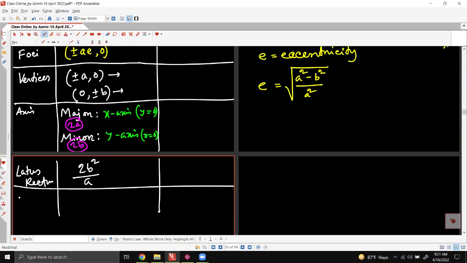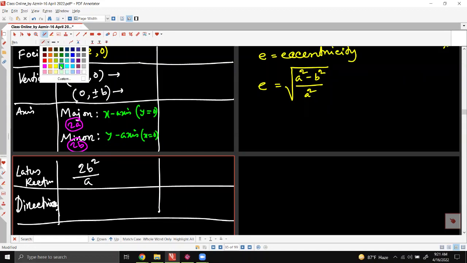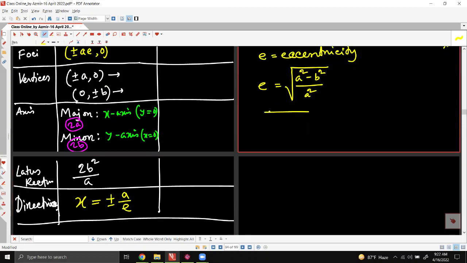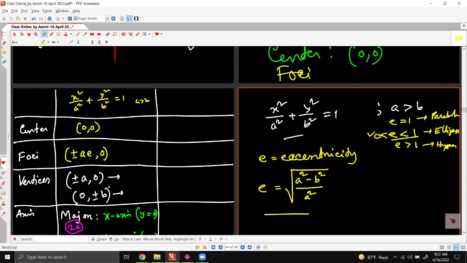And the formula for directrix. There are two directrices. So the directrices will be at x equals plus minus a divided by e. We have e in our hand and we have a, so a over e will be one directrix and minus a over e will be another directrix. So this is about x squared over a squared plus y squared over b squared equals 1.